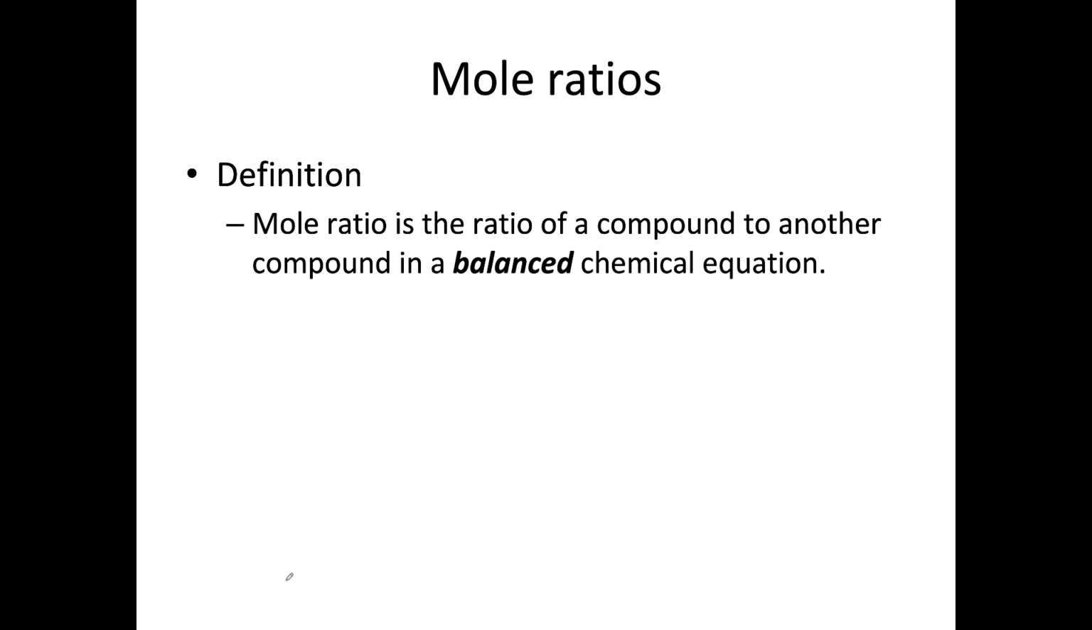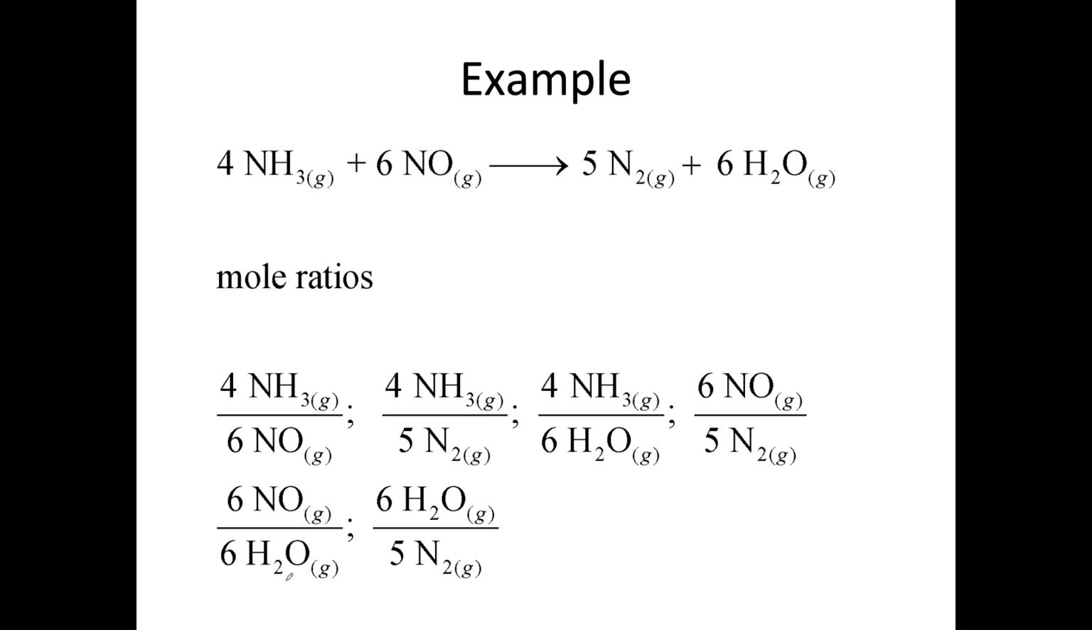And we use these mole ratios to figure out how much stuff we need or how much we're going to make. And it's all based on a balanced chemical equation. This is why we have you balance those equations before. Now, for example, you notice I have the mole ratios down. With this reaction, we have 4 moles of NH3 plus 6 moles of NO, and we end up producing 5 moles of N2 and 6 moles of H2O.